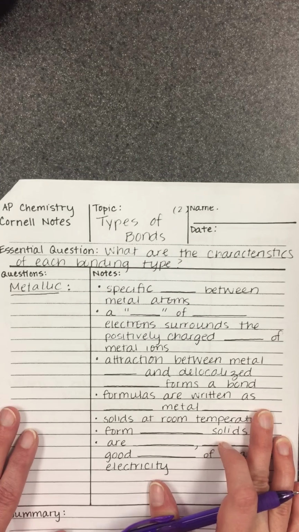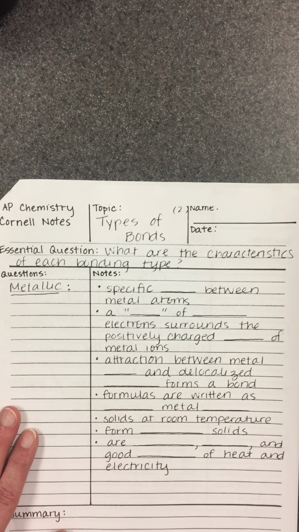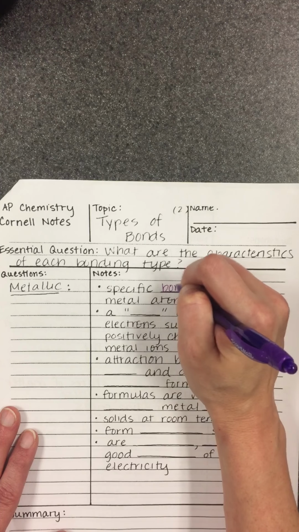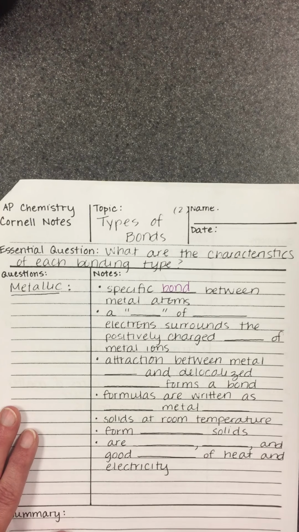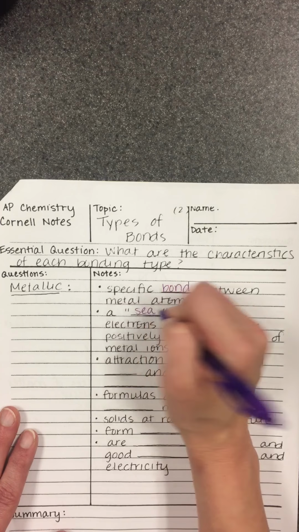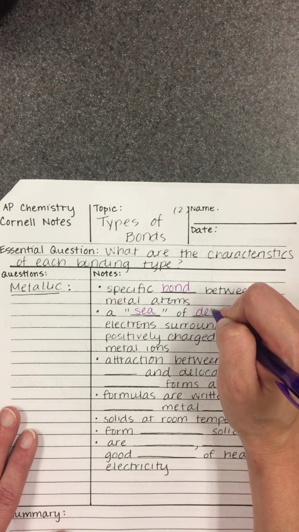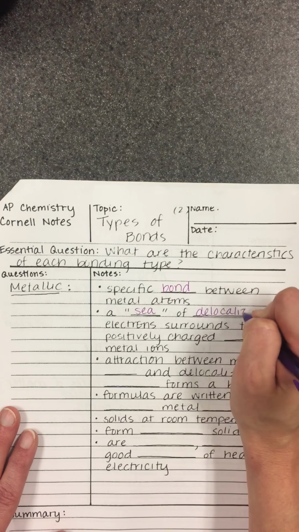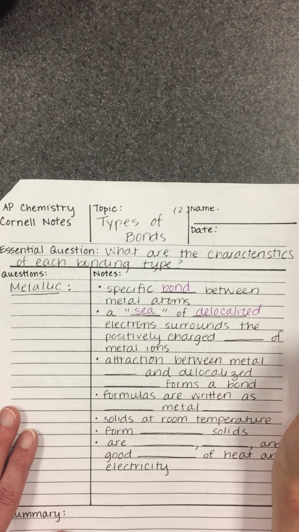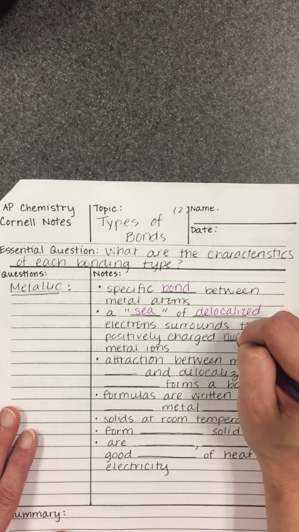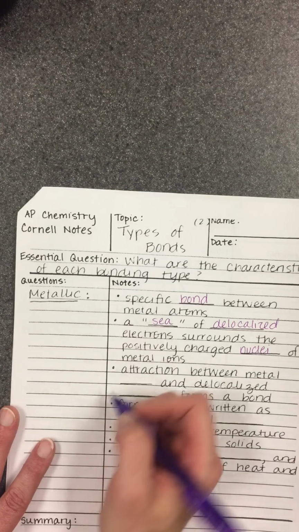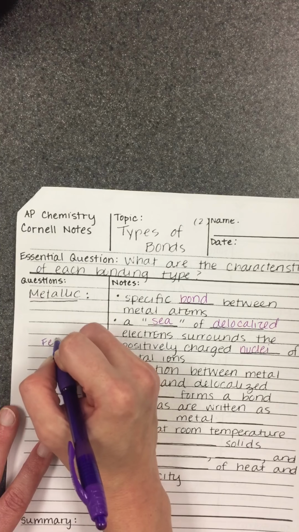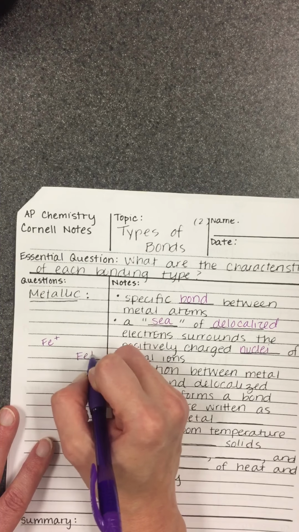Okay, so then another type of bonding is known as metallic bonding. And this is the specific bond between just metal atoms. Okay, so there is what we call a sea of delocalized electrons surrounding the positively charged nuclei of metal ions. So the way that it works is you would have a metal, let's say iron, and it would be positive.